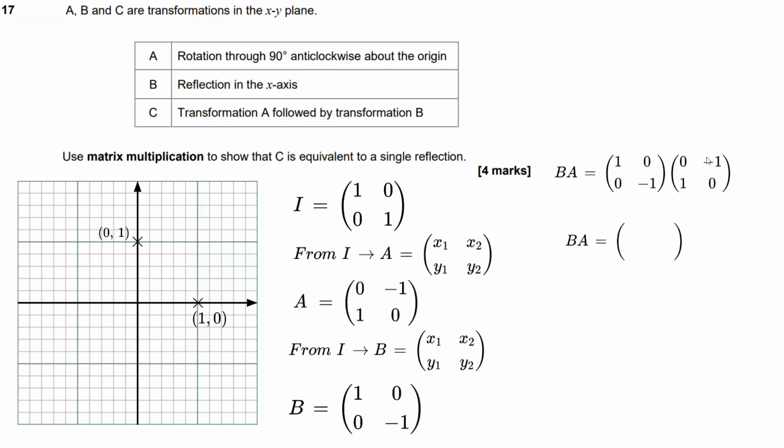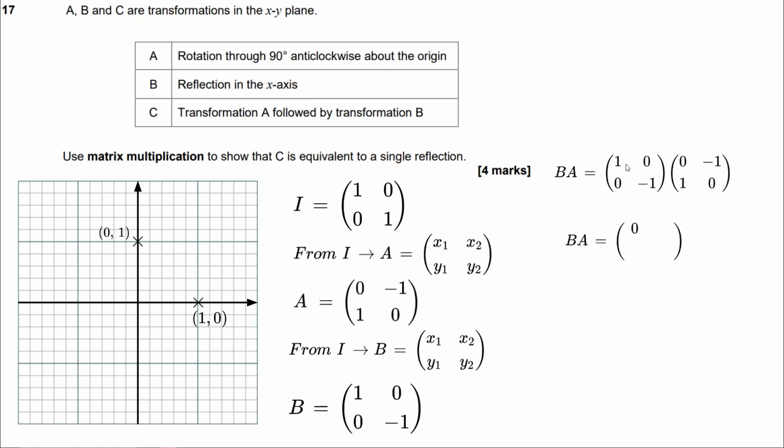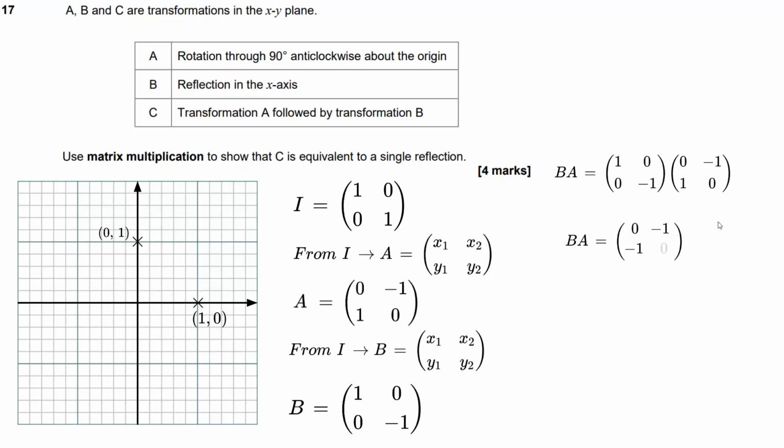So 1 times 0, add 0 times by 1 is just 0. And then, so it's first row, first column is done. Now it's first row, second column. 1 times by minus 1 is minus 1. Add 0 times by 0 is just 0. And then 0 times by 0, so now it's second row, first column. 0 times by 0 is 0. Add minus 1 times by 1, so it's minus 1.